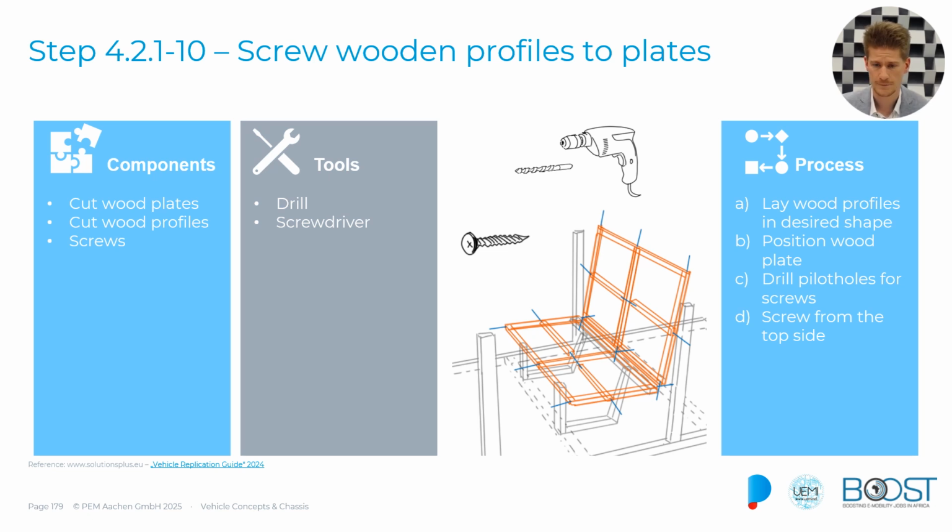Now we do have the plates or planks, and we have our wood profiles underneath, so we need now to join these two. So we take our wood plates that have been cut to size, and we take the profiles and some screws, and we screw these things together. So the profiles will be laid into the shape that we need on the plate, and then we just screw these two things together at this point.